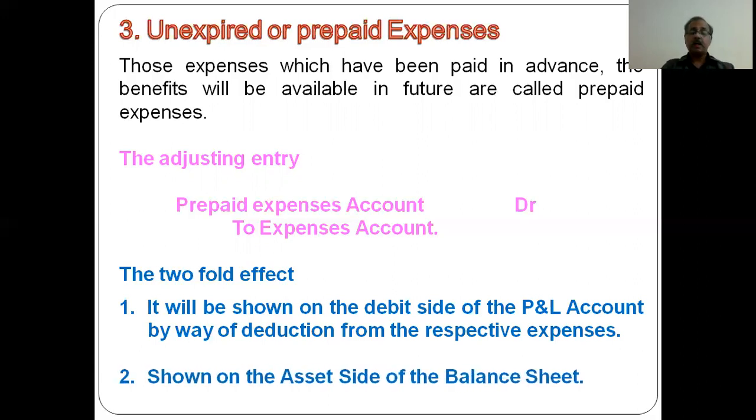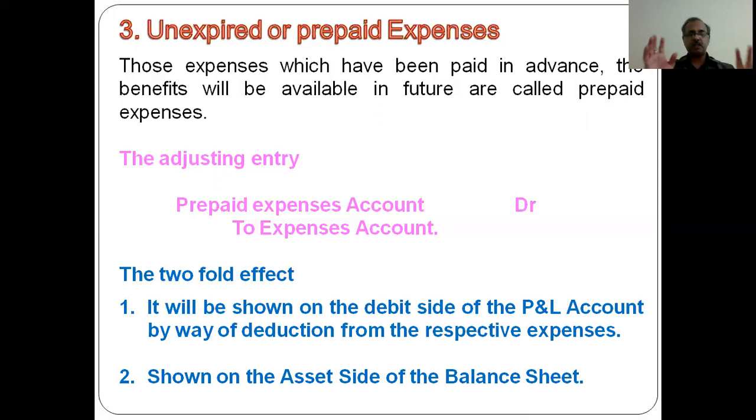The next one, prepaid expenses, is an asset. So prepaid expenses will be showing on the debit side of the balance sheet. These are the twofold effects. First effect, the prepaid expense will be showing on the debit side of the income statement, either on the debit side of trading or on the debit side of the P&L account, by way of deduction. Deduct it from the respective expenses.